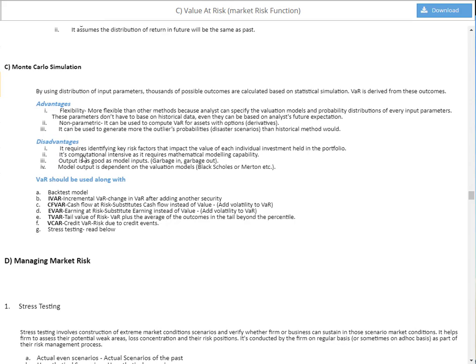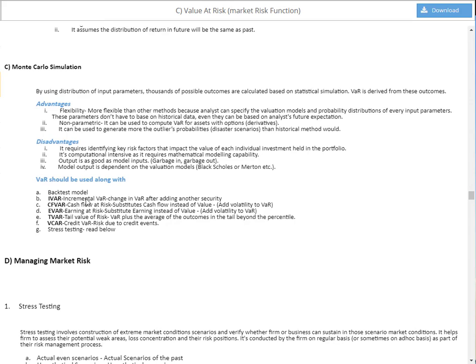There are many disadvantages. It requires identifying key risk factors that impact each and every security held in the portfolio. Of course, those are key inputs, and coming up with the distribution of those risk factors is not easy. It's computationally intensive. It requires mathematical modeling capability. Output is as good as model inputs, garbage in, garbage out. Model output is dependent on valuation methods like Black-Scholes, as we saw. If these models are not correctly implemented, then we may have a bad output from this model.